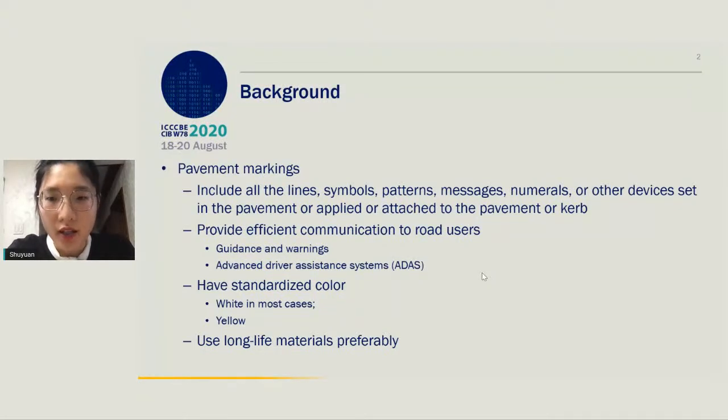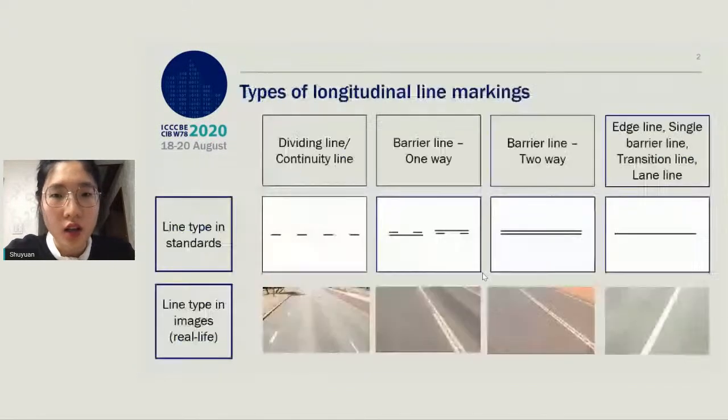So pavement markings are vital for the safety and order of the traffic system by providing efficient guidance and warnings to road users. They normally have standardized colors and preferably use long-life materials. So among various types of pavement markings, line markings are vital.